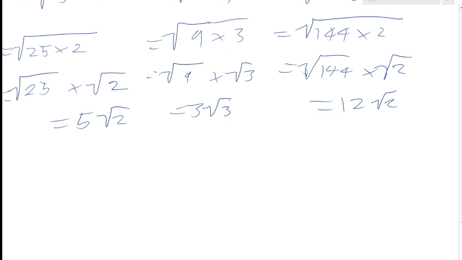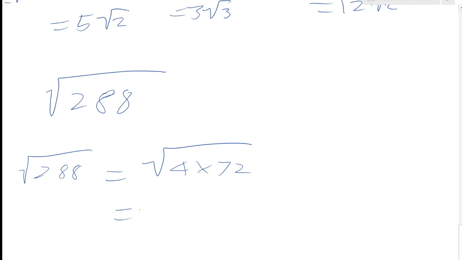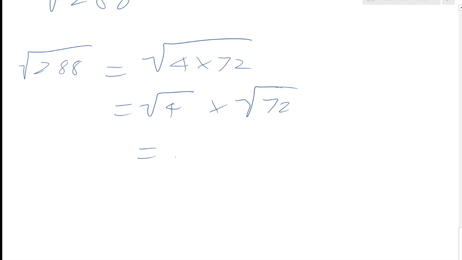Now, let's look at root 288 again. You can just straight away take out the 144, but I could also write square root of 288 as the square root of 4 times 72. And then, again, we can write this as square root of 4 times square root of 72, which we know equals 2 root 72.